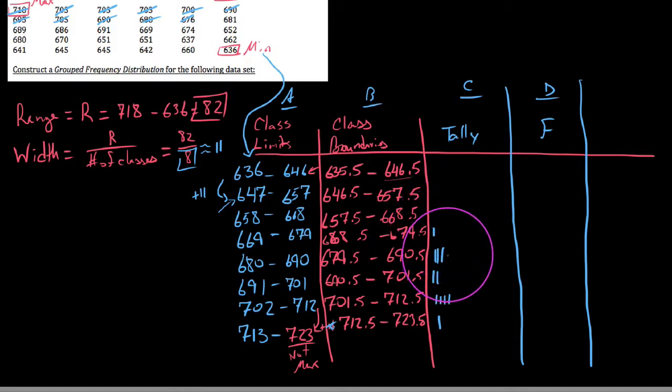681 is our next datum, which goes here. I'll go ahead and cross it off. So you see I'm crossing things off as I go, which is a good plan. 689 would fit here. 686 would fit here.